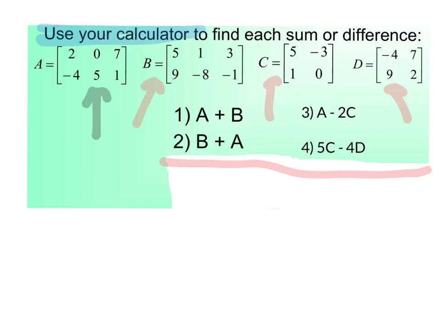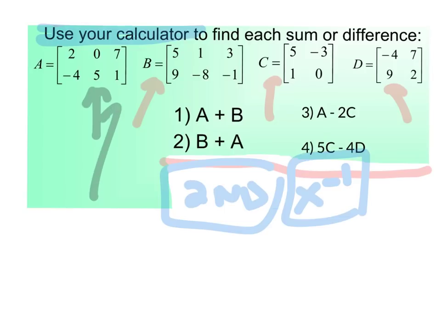I would, since I'm using the same matrices over and over, go to second and then inverse, and store these matrices into the memory of the calculator. I already have matrix A stored into the memory. I'll program in matrix B, C, and D. Remember how we do this.